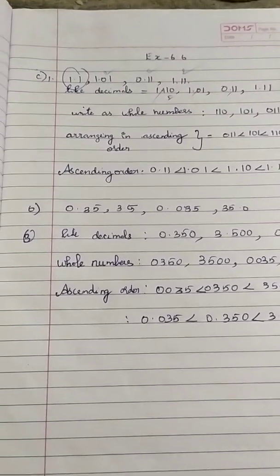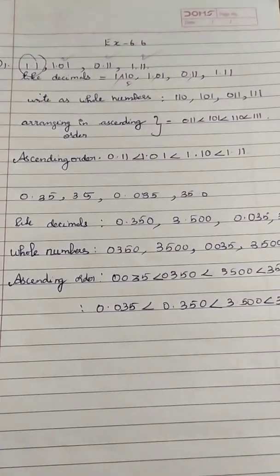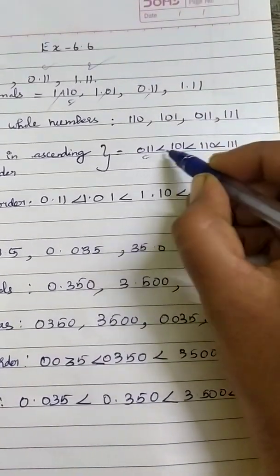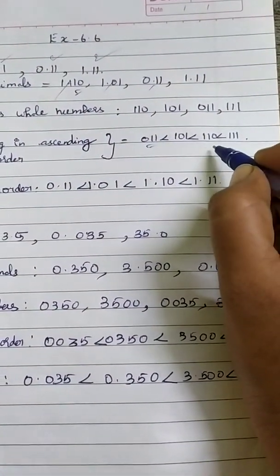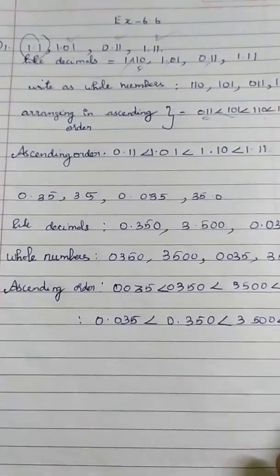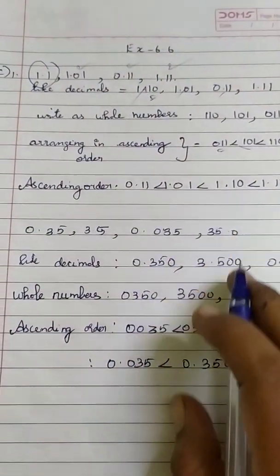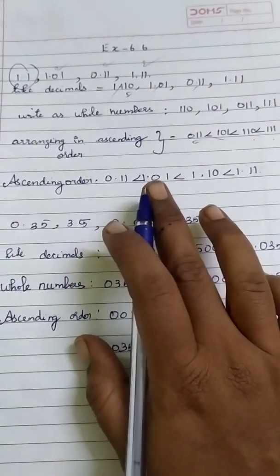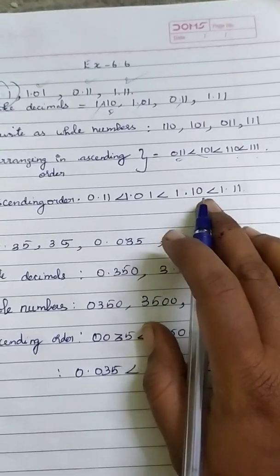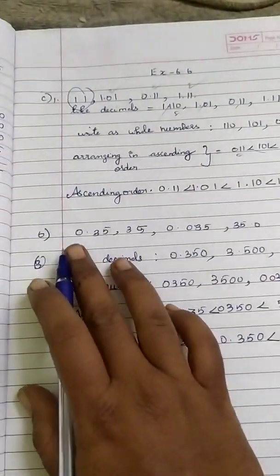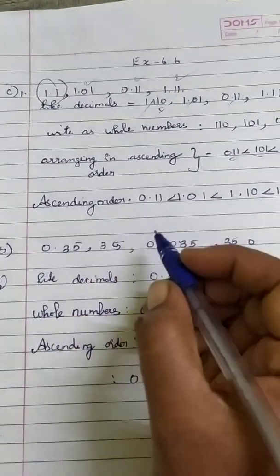Ascending order means arranging the numbers from the smaller number to the bigger number. Now what is the smallest number here? 11 is the smallest. Next number will be 101, next is 110, next is 111. Now we keep the decimal point as in the question: 0.11 less than 1.01 less than 1.10 less than 1.11. Easy, right?